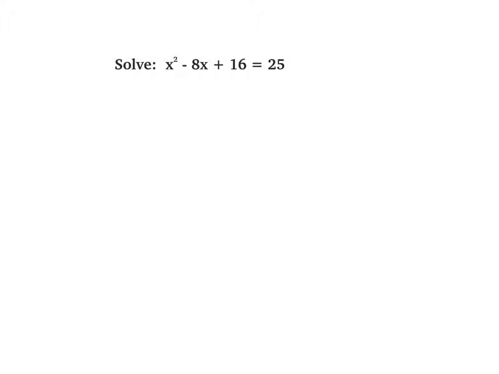What I notice on the left-hand side of the equation is that it's a perfect square trinomial, which means you can factor it like this: x minus 4 squared equals 25. You could do that just by looking, because remember how you square a binomial. You square the first one, multiply together and double, and you square the second one. So it does equal that.